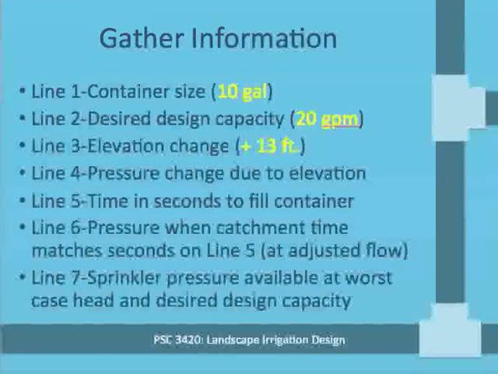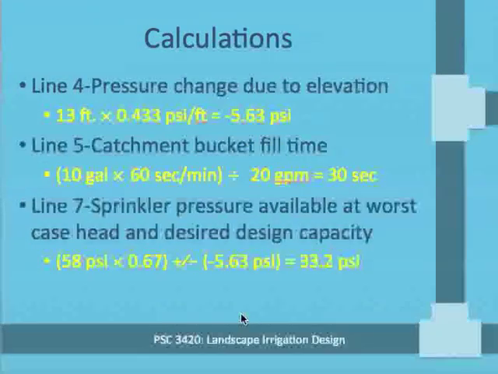So we have some pieces of information given to us, namely the container size, the desired design capacity, elevation changes, but we still need to calculate pressure changes due to elevation. We still need to calculate the time it's going to take approximately in seconds to fill the container. And then we're going to determine what the pressure is when those times match. And finally, the sprinkler pressure available at the worst case head on the system. So the first calculation, again, it's the same as we've been doing. 13 feet in elevation change times our constant leaves us with a pressure change of 5.63 psi.